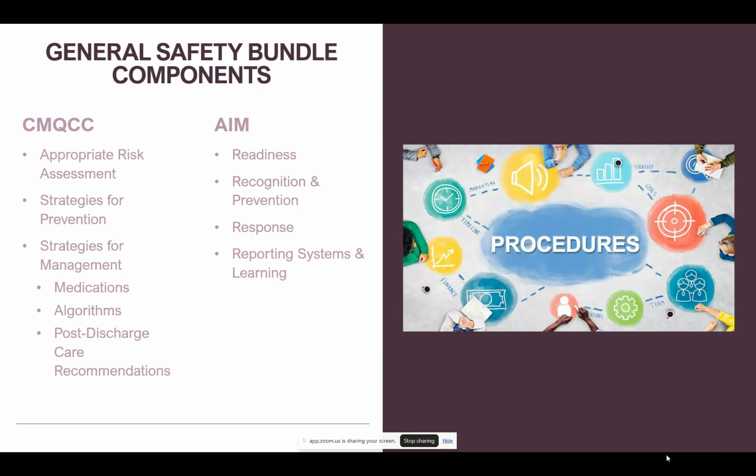So when we look at general safety bundle components, I have to talk about AIM first. So that's on your right-hand side.